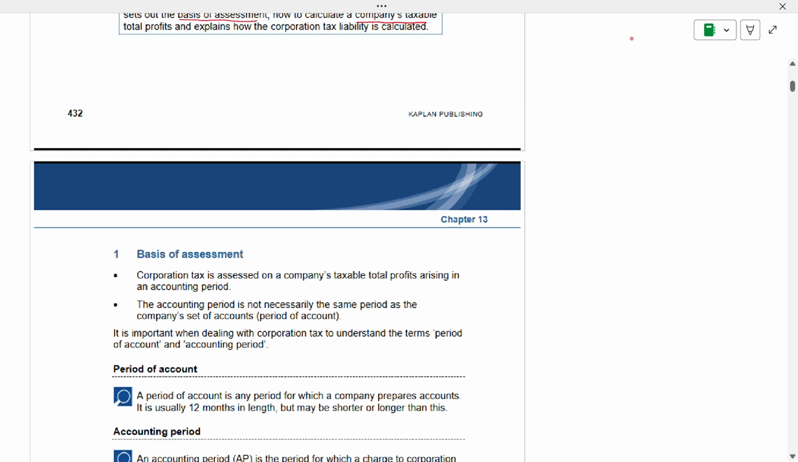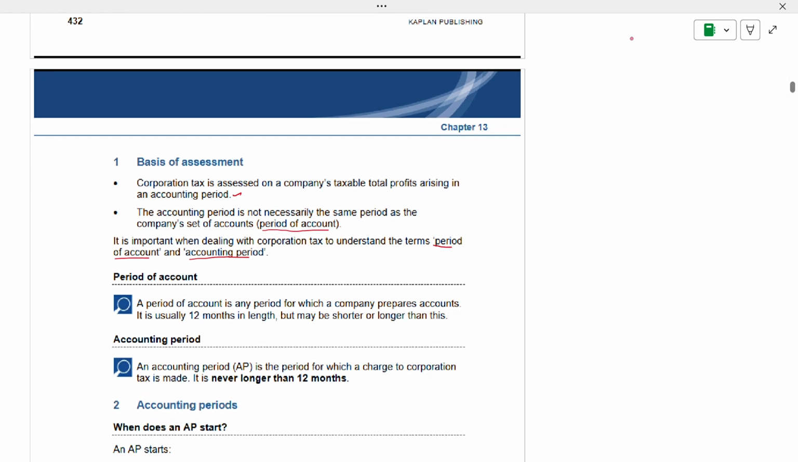Now, what is the basis of corporation tax? It is assessed on company taxable profits in an accounting period. What is the accounting period? See, the accounting period is not necessarily the same as the company's set of accounts. Definitely there will be a difference. It is important when dealing with corporation tax to understand the period of account and accounting period.